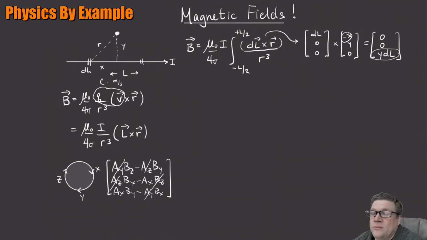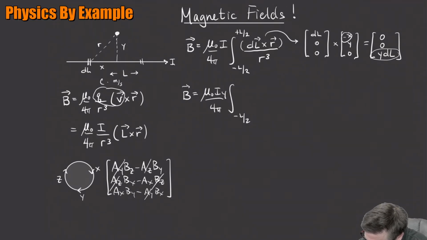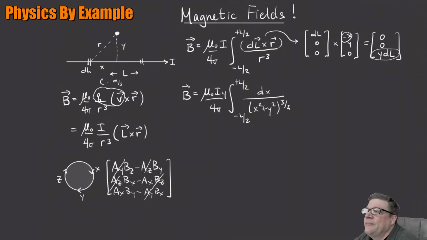I've only drawn it in two dimensions. And then the magnitude is constant, y dl. So I can bring the y outside of the integral anyway. That's nice. Okay, so here's what this means. My B is going to be mu naught I y over 4 pi, integral from minus L over 2 to plus L over 2. And then what have I got? I got dl, and my dl is just going to be my dx, over x squared plus y squared to the 3/2 when I cube it.